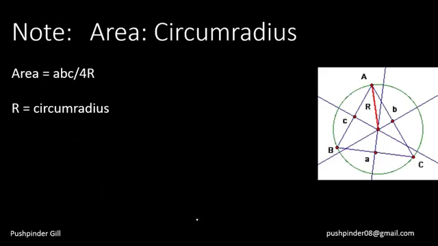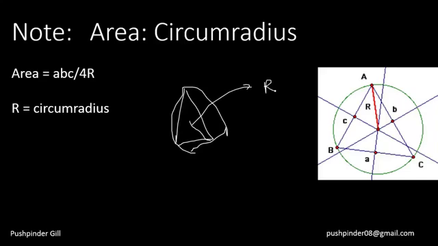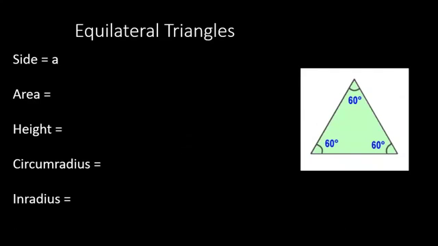Then if you draw a circle outside the triangle in such a way that it touches all its vertices once, then the radius of that circle would be known as the circumradius. The area of the triangle would be the product of all the sides of the triangle divided by 4 times the circumradius. So the area of the whole triangle would be product of all sides divided by 4 times the circumradius. Very important property you got to know, especially in the GMAT.